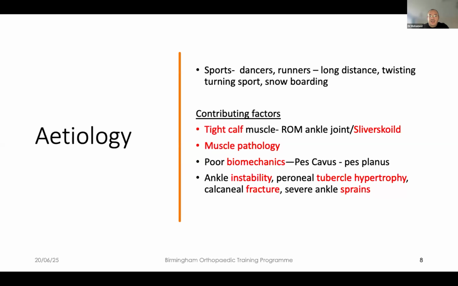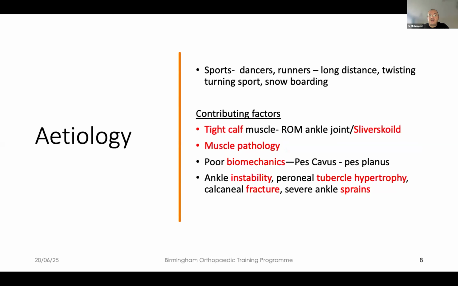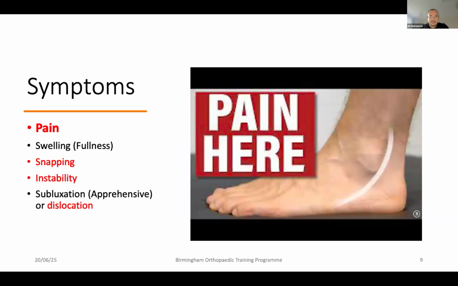The third thing is abnormal alignment or biomechanics of the ankle and foot, especially pes cavus and pes planus. With pes cavus or pes planus, the whole mechanics of the foot and ankle has changed, so the position of the subtalar joint and the ankle joint has changed. There is overstress on the lateral aspect of the ankle, and this predisposes to peroneal tendon pathology. Definitely, if we have ankle instability, peroneal tubercle hypertrophy, calcaneal fractures, or severe ankle sprains, all this means we have lost the lateral ankle ligaments, and so the peroneal tendons will be under stress.